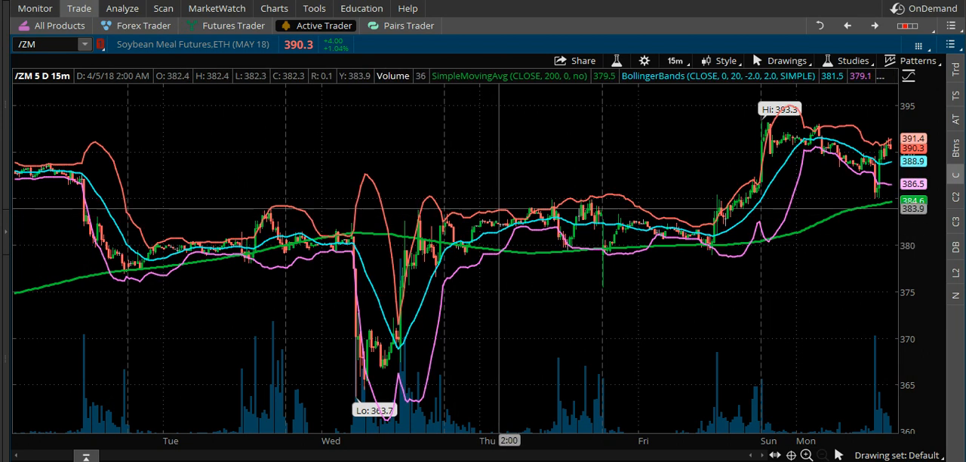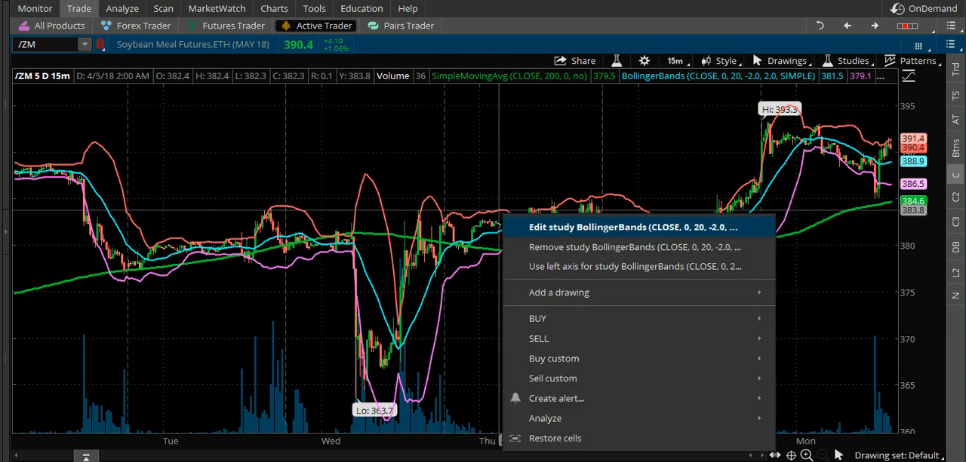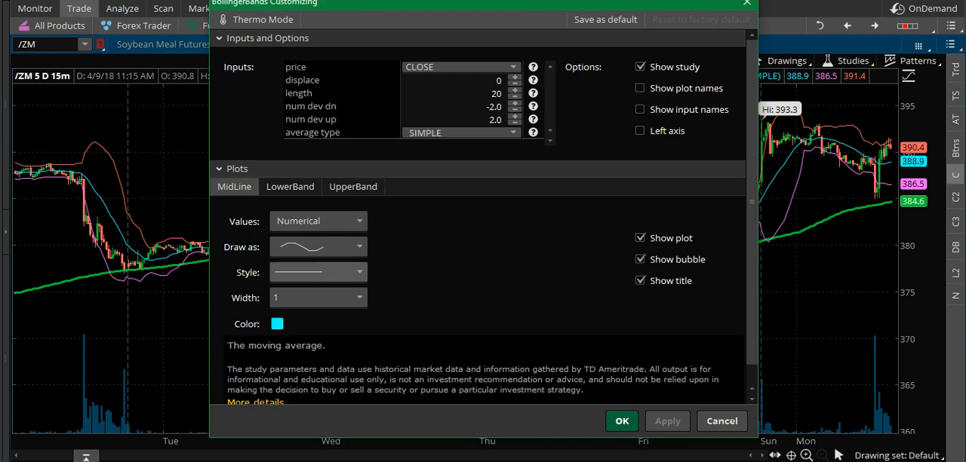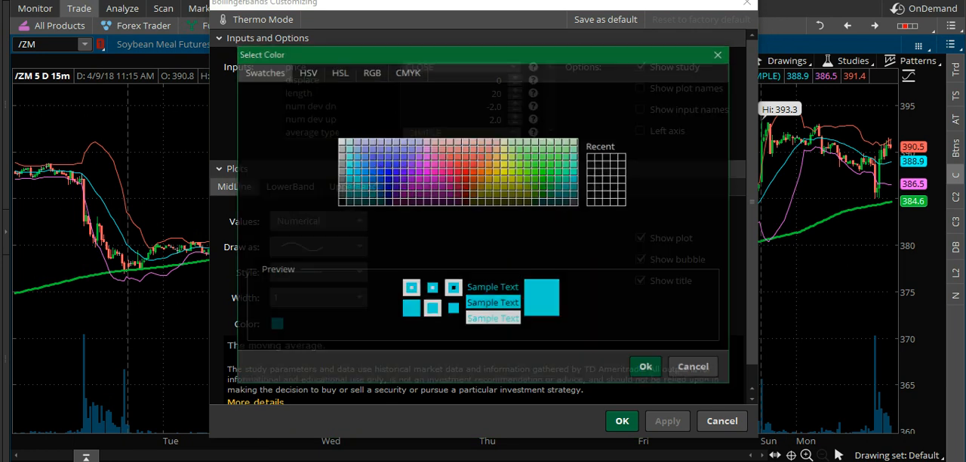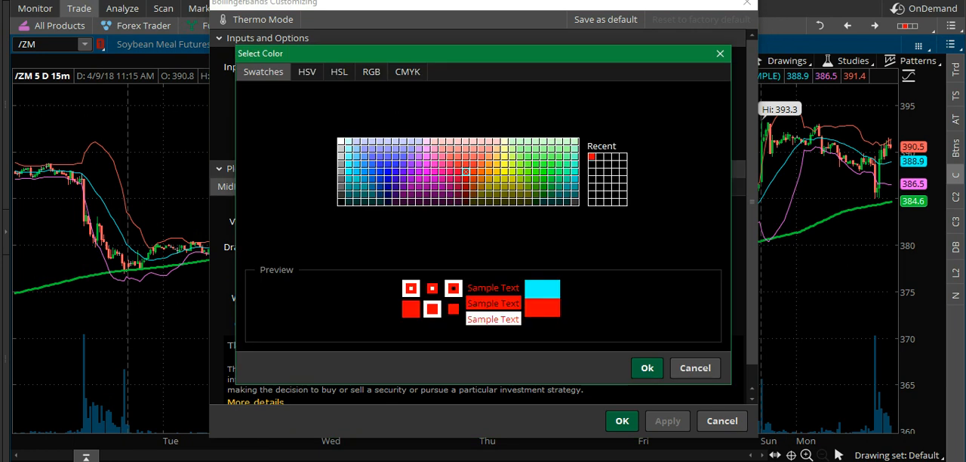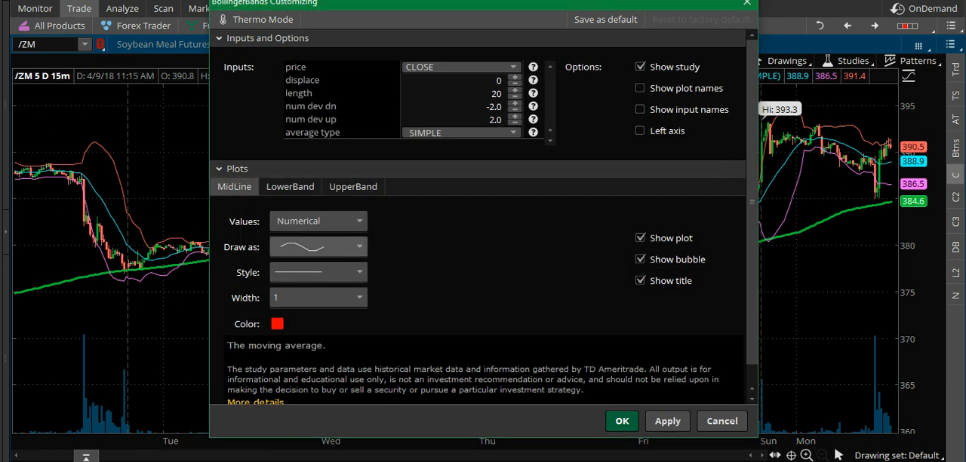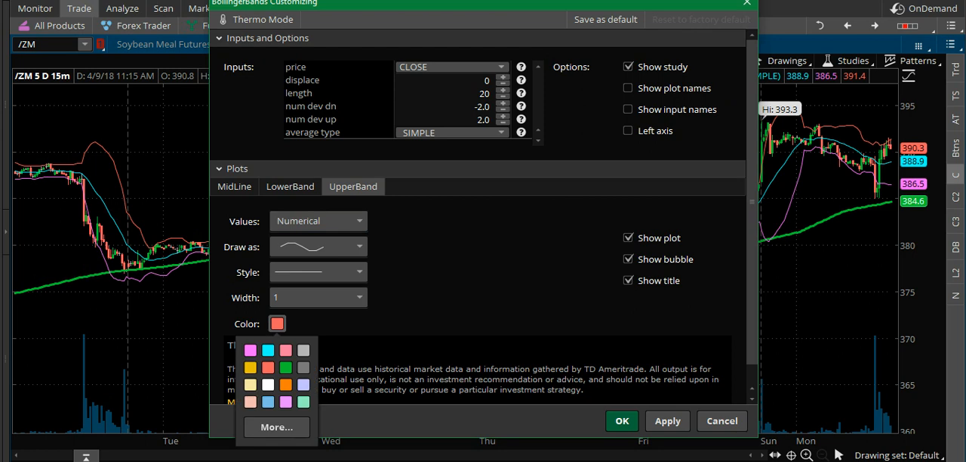So now on here, I like to make it all a little bit different. So if you look at this midline here, it's blue. I like to make this red, just so I can tell what it is and that it's really bold. Change it to 2. The bottom line, I'd like to change that to 2. The top line's not the same color. Just make sure it's the same color.